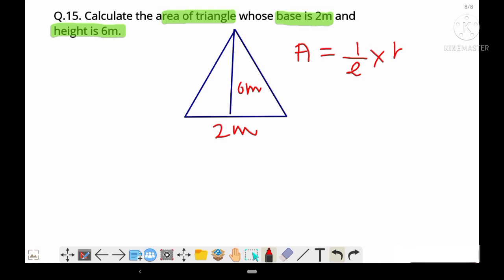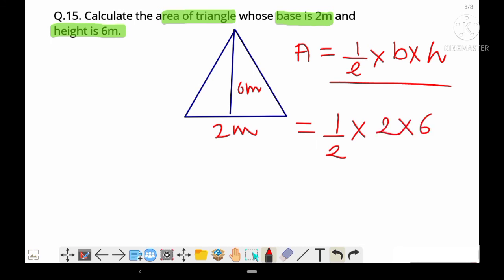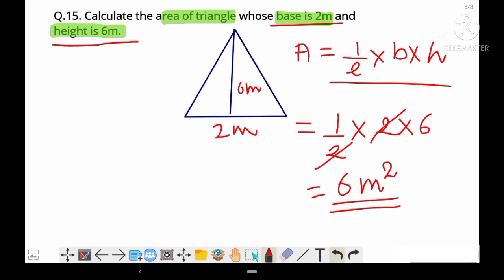So the formula of the area of a triangle is half into base into height, right? So with this formula we need to calculate. The base is 2 and the height is 6. So you can calculate it easily. 2 cancels and 6 ones are 6 meter square is the area of the triangle whose base is 2 meter and height is 6 meter. Okay, so this question was very easy, isn't it? काफी जल्दी सॉल्व हो गया ये, right? क्यों? Because you knew the formula, and if you knew the formula, maths is very easy.